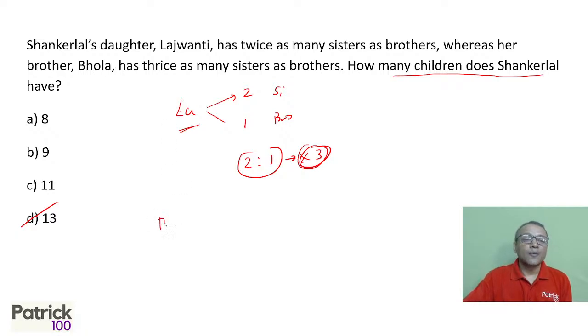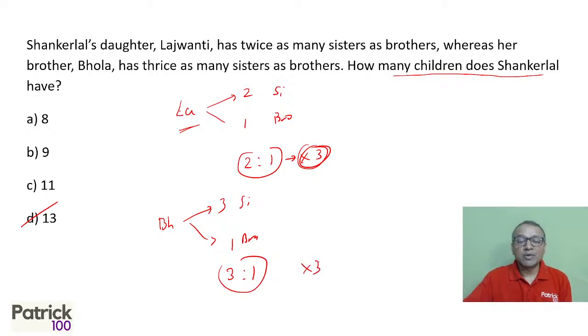Same way, if I look at Bhola, he has thrice as many sisters as brothers. That means the ratio of sisters to brothers is 3:1. So the total is a multiple of 3 plus 1, that is 4, sorry. The total is a multiple of 4, and including Bhola, it will be a multiple of 4 plus 1. Now, looking at the options, the only option which is a multiple of 4 plus 1 is 13. So that will be the answer.